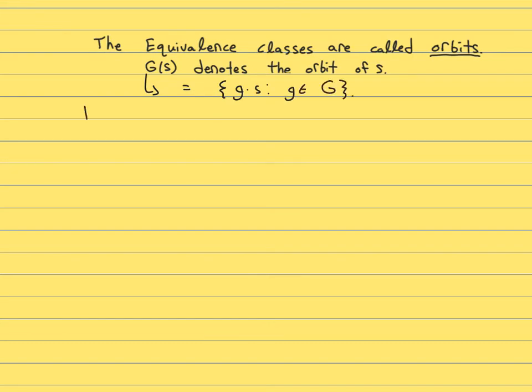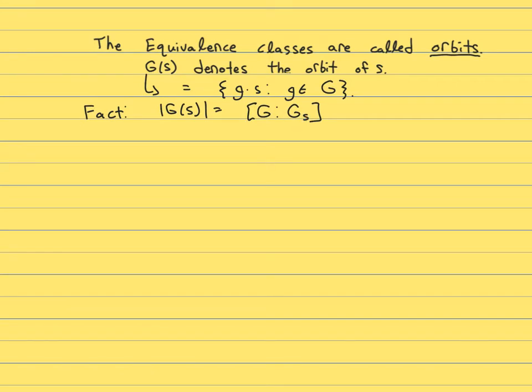One of the other facts that the textbook includes in the proof that this is an equivalence relation is that the size of this orbit is actually the index of the stabilizer subgroup of s in G.